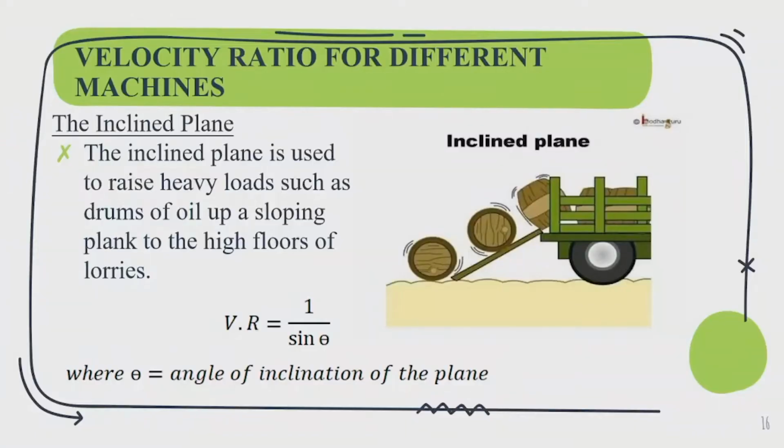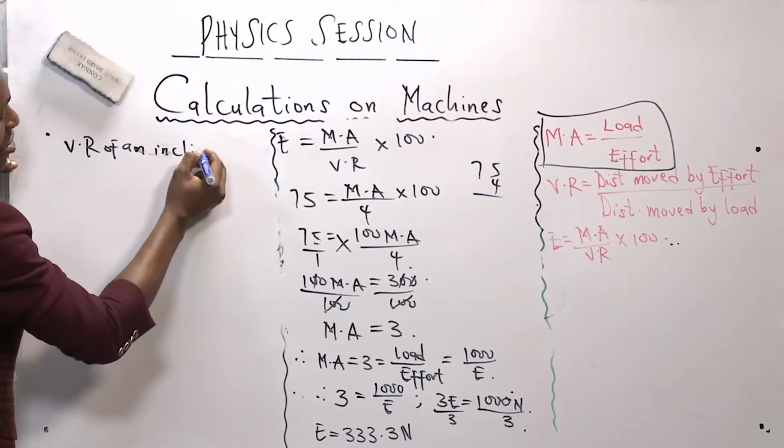So let's look at the next one, which is the inclined plane. The velocity ratio of an inclined plane is given as 1 over sine theta.